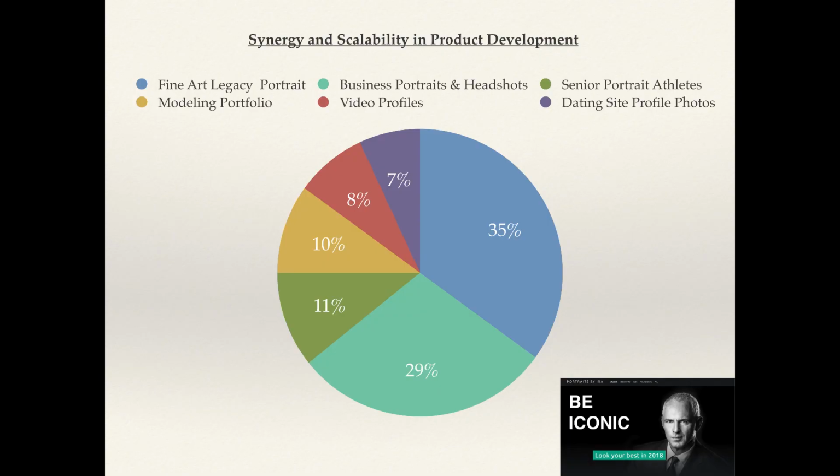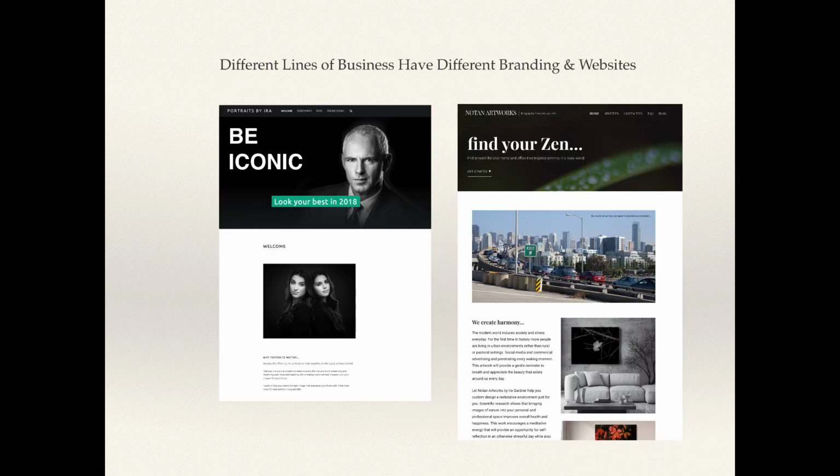So I can build a whole business model around that one core product and have one website dedicated to just that business line. And in fact, different lines of businesses have different branding and different websites. The best piece of advice I've ever received was from a photographer who said, hey, I have multiple websites, one per line of business. And I found that to be hugely beneficial.